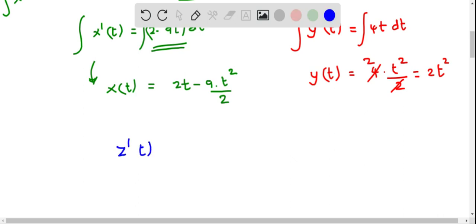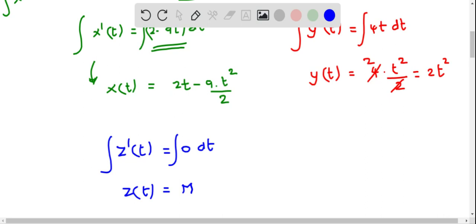So it is 0. Now let's integrate both sides with respect to time. This will be z of t. And integration of 0 is basically a constant. I'm going to use this letter m for this integrating constant. Z of t is basically m.